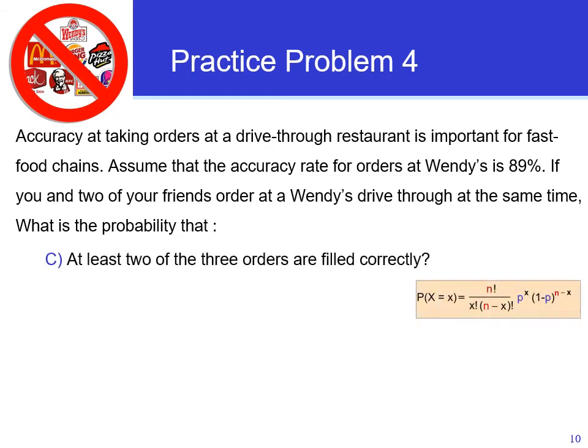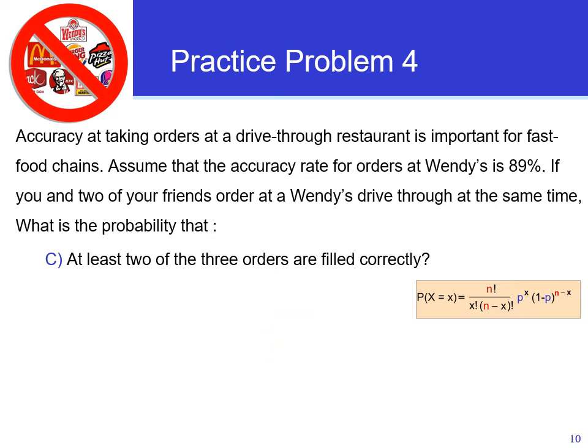What is the probability that at least 2 of the 3 orders are filled correctly? So please pause. First, try to understand this question. What exactly is the question asking for? Try to see if you understand the question, and then you have the formula on the right, try to solve it, and then come back to see the solution. All right, let's see the solution. So here is the same problem.